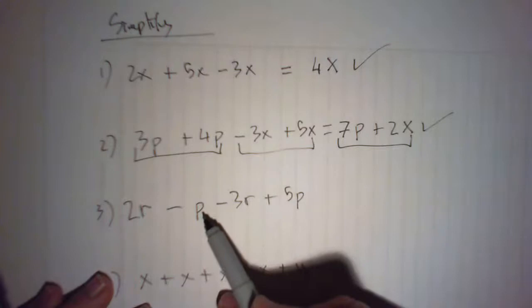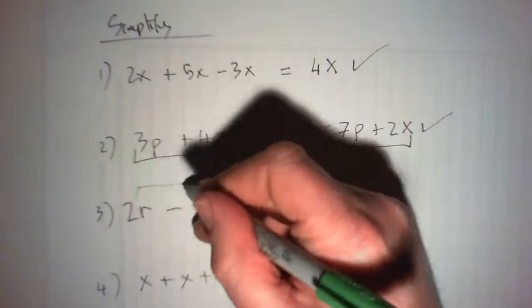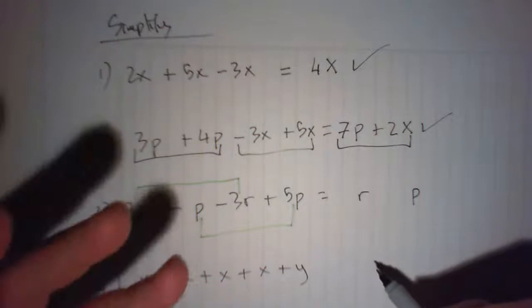RP. Okay, so that means I'm going to add these two and these two. Okay, so let's do it. We have an R and a P in our answer. We just need to figure out the numbers and the signs.